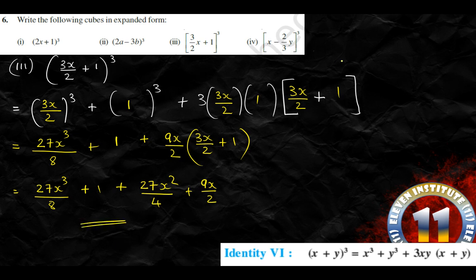Mark this as an important sum and please pause the video and write this down in your CW. Alright, I hope you have written this. Let us now move to the fourth one. Similar question, but only difference is there is a minus in between.